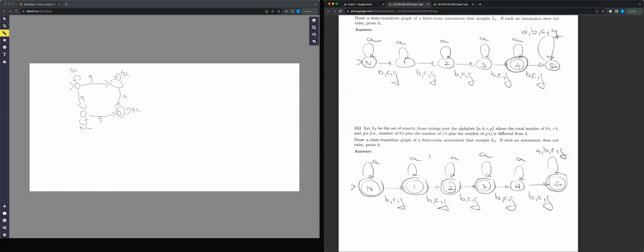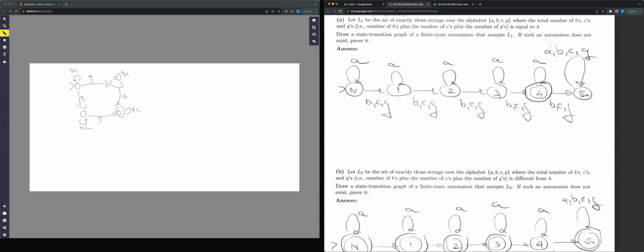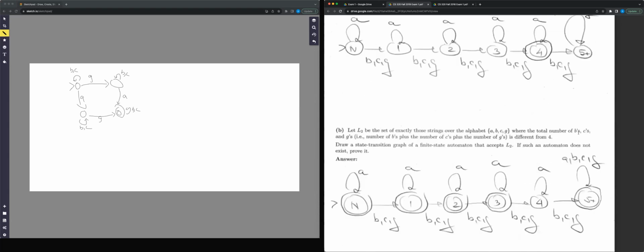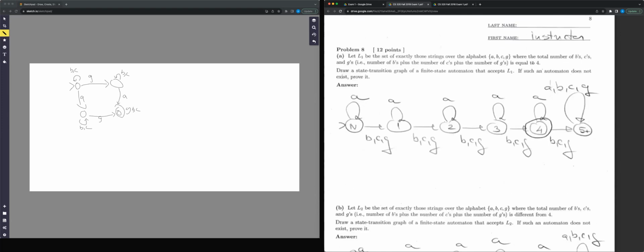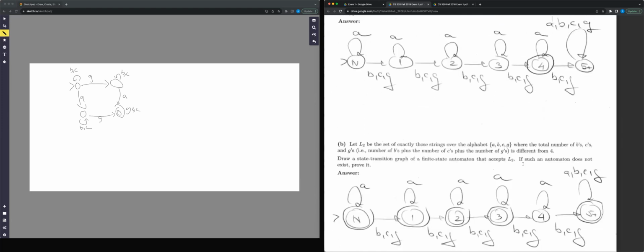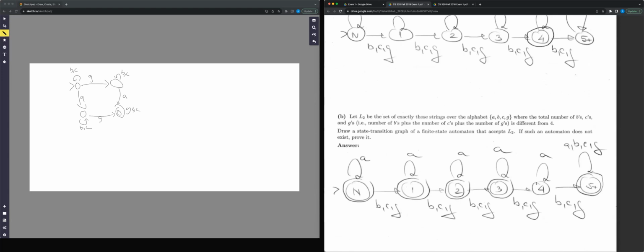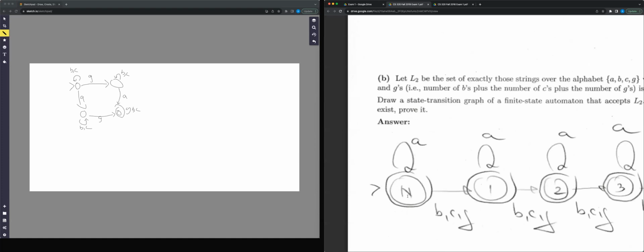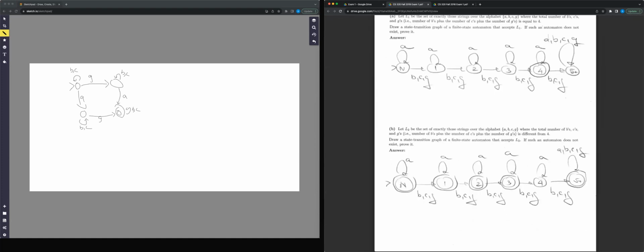Okay, so this one here is just a complement of this. This one says total number of B's, C's, and G's is different from 4. This one is equal to 4. So all she did was flip the states, right? Any final state is no longer a final state, and any non-final states are now final states. So notice here, your starting state could also be your final state. That's a thing that could exist.